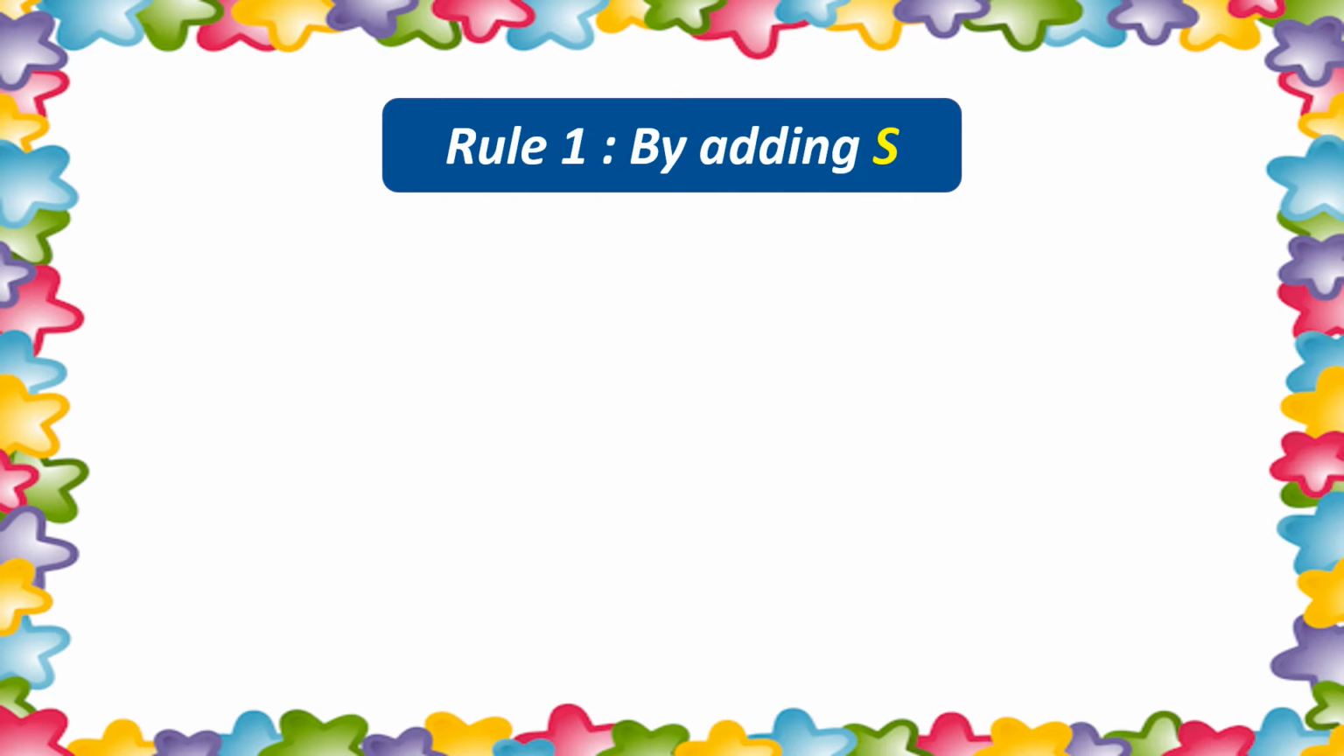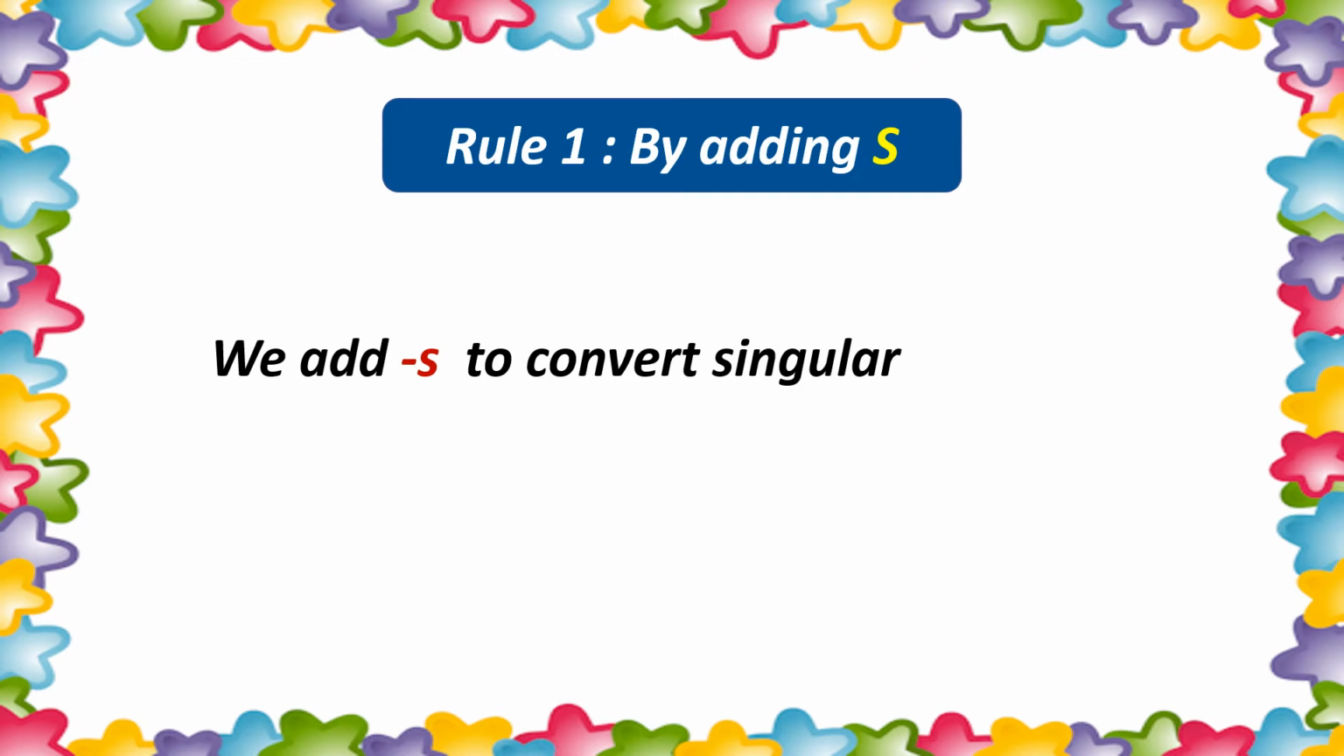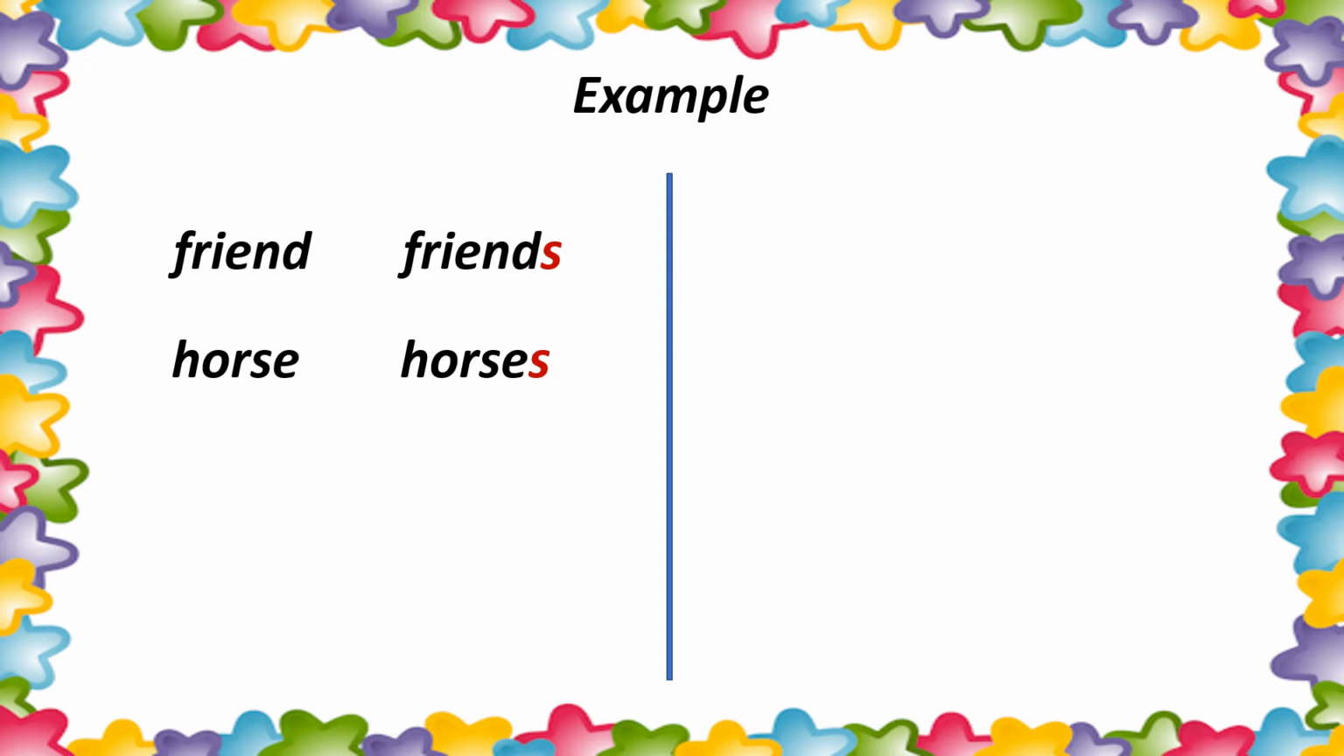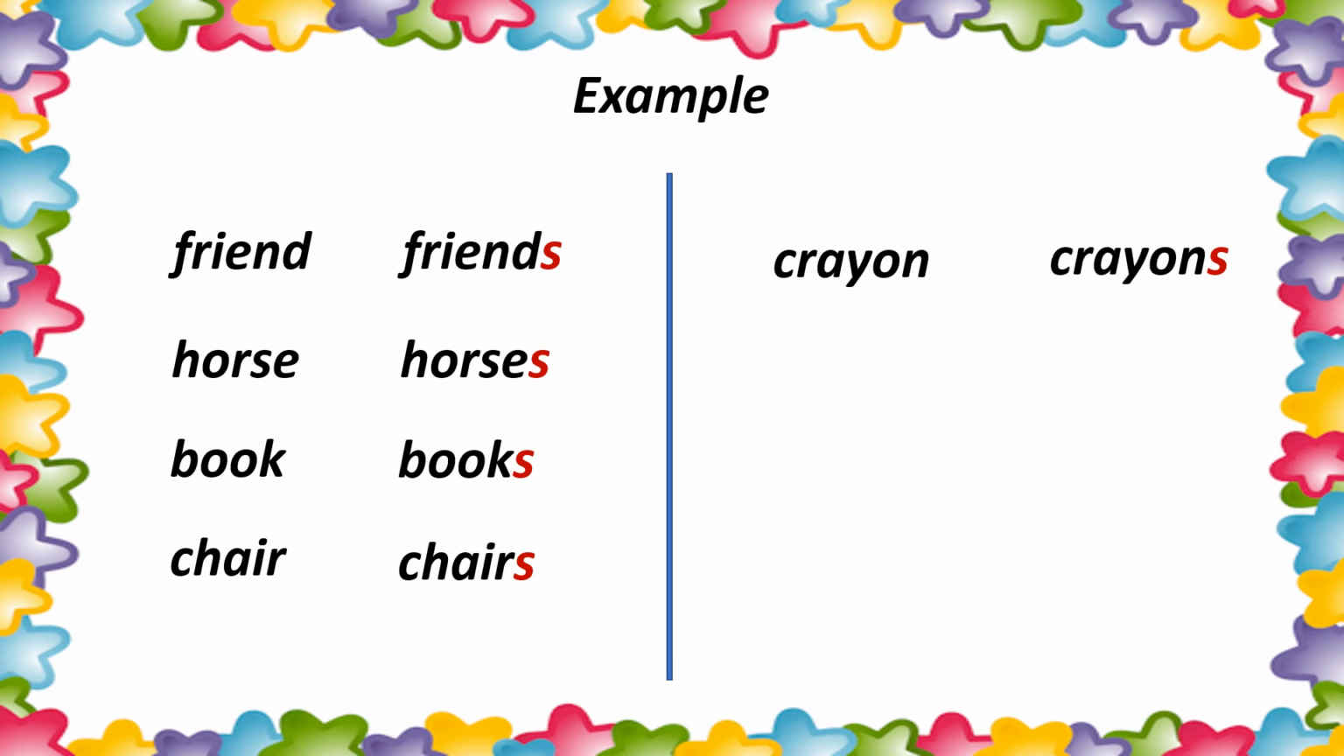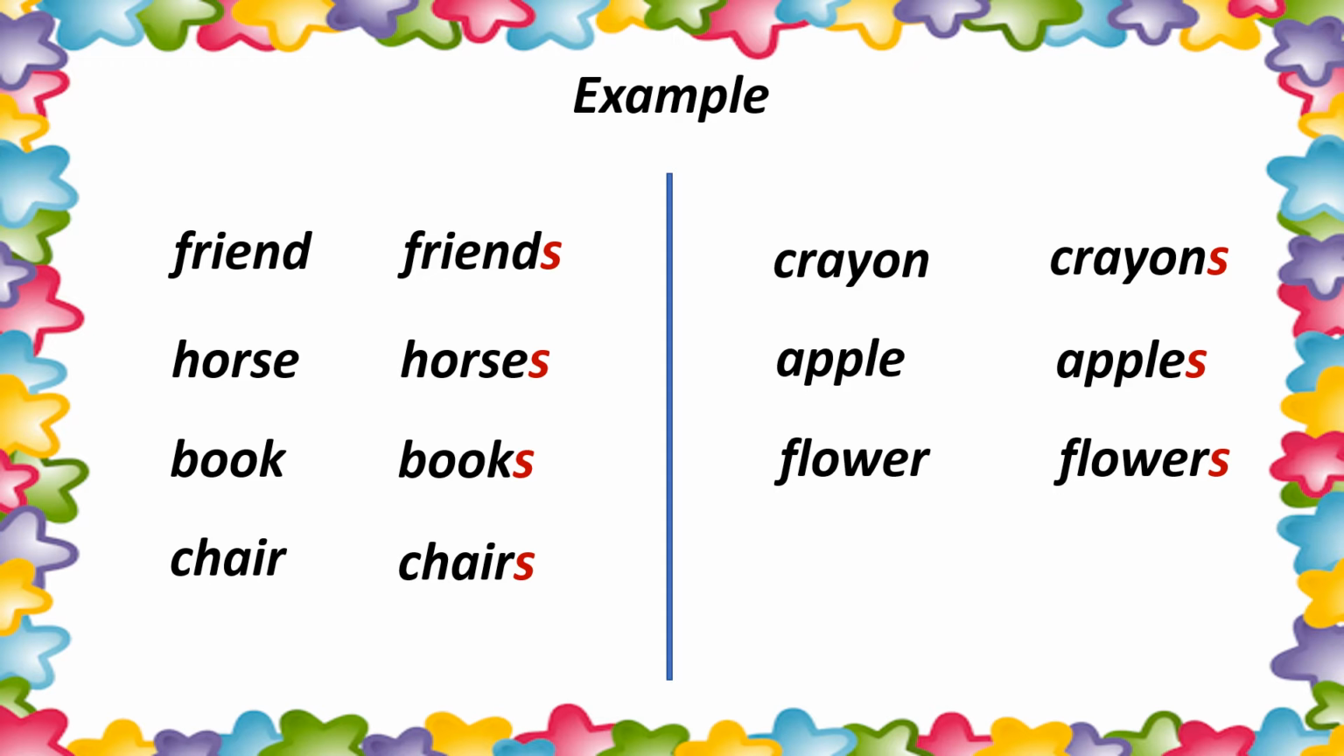Rule 1. By adding s. We add s to convert singular to plural. Say for example, friend, friends, horse, horses, book, books, chair, chairs, crayon, crayons, apple, apples, flower, flowers, tiger, tigers.